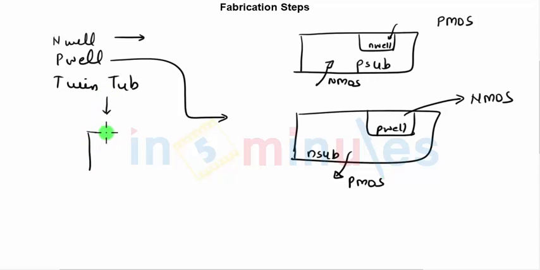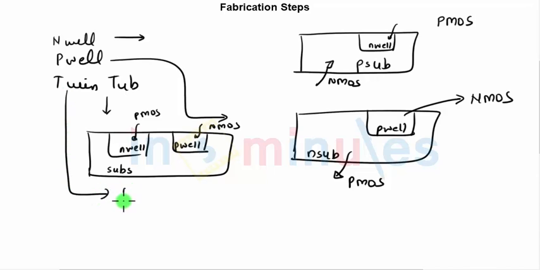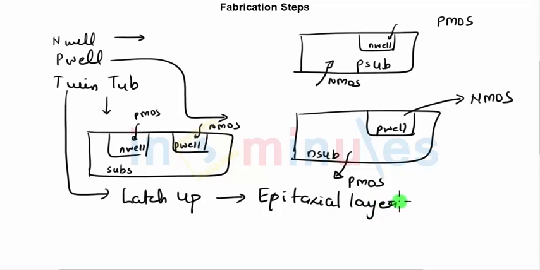In twin tub, what's going to happen is, say you have a substrate of a type and you would have both n-well and p-well, and in the n-well you will have your PMOS getting fabricated, and in the p-well you will have your NMOS getting fabricated. The reason why we use the twin tub process is because it helps us in reducing latch-up, which we have covered in one of the clips, because it has an additional step which leads to a growth of epitaxial layer, which we'll talk about when the time comes. For the time being, these are the basics.